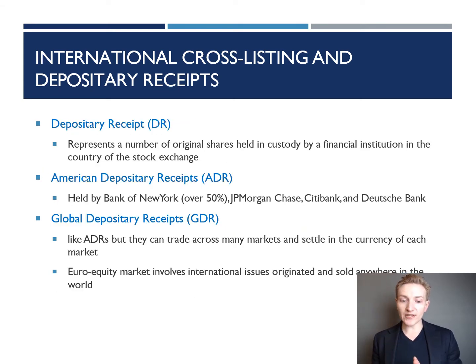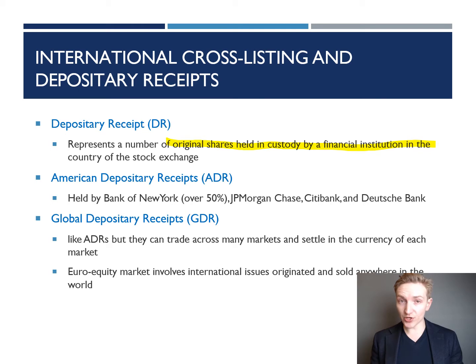Now, the ways of doing this can be through things such as depository receipts, in addition to simply issuing your shares on the market. Now, a depository receipt is basically a claim over shares in that company. It's not a share per se, rather it's a claim over shares. So it represents an original number of shares held in custody by a financial institution, i.e. it's a claim over shares as opposed to shares per se. Now that's what a depository receipt is.